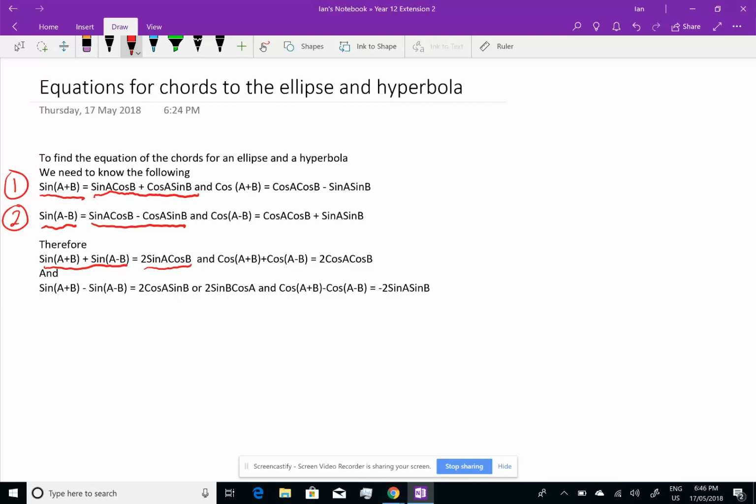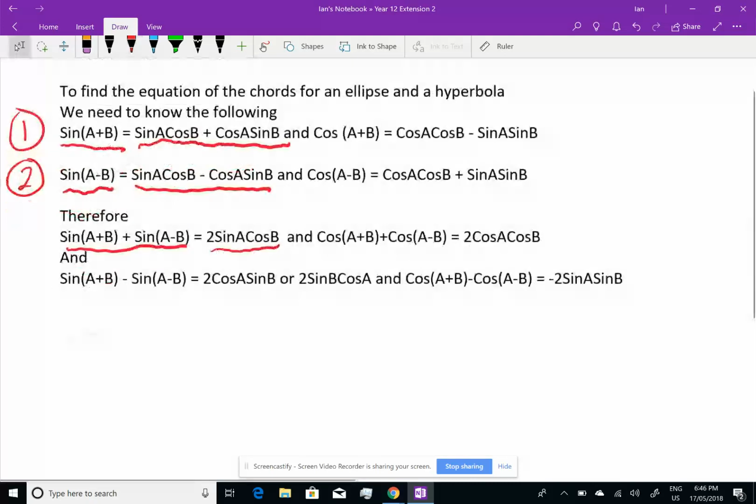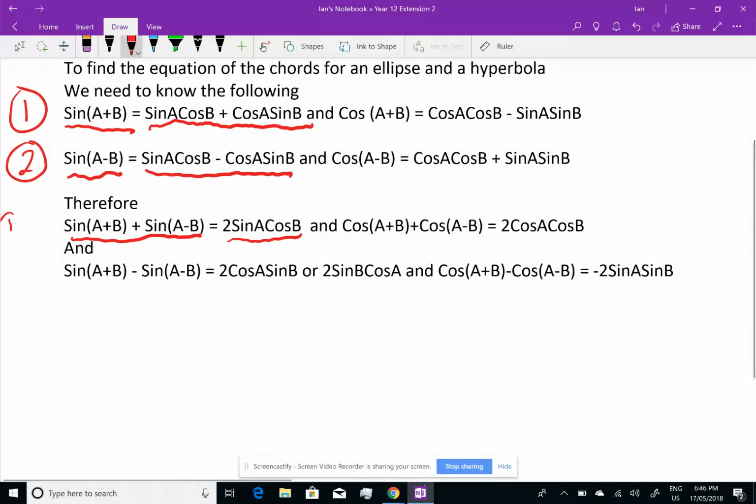Now, if we subtract those two equations, if we go 1 minus 2, so over here, this is 1 plus 2, and this is 1 minus 2. If we subtract them, sine A plus B minus sine A minus B, the sine A cos B will eliminate, and we'll get 2 cos A sine B, or putting the sine first, 2 sine B cos A.